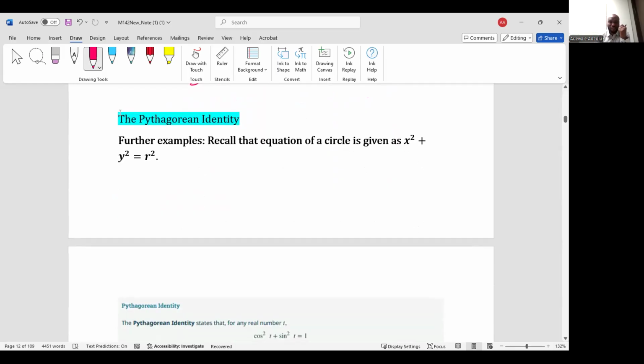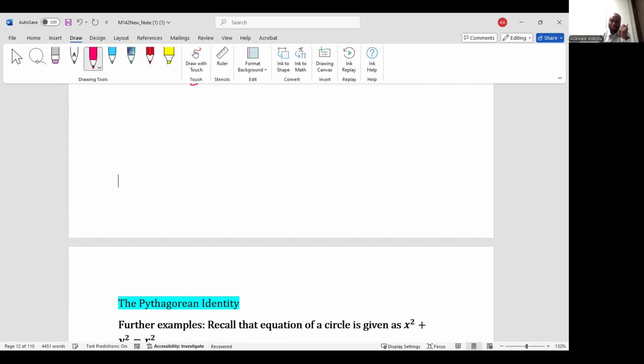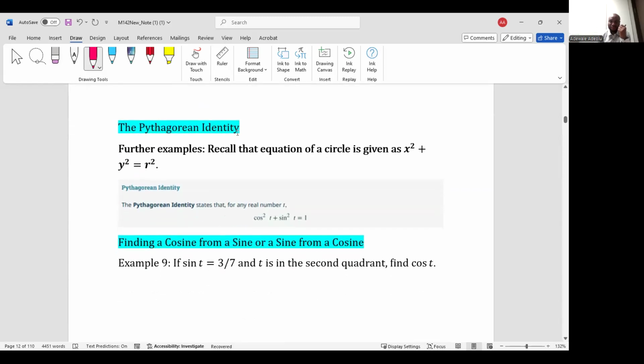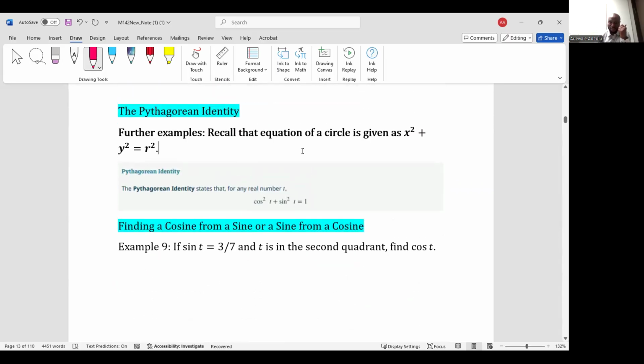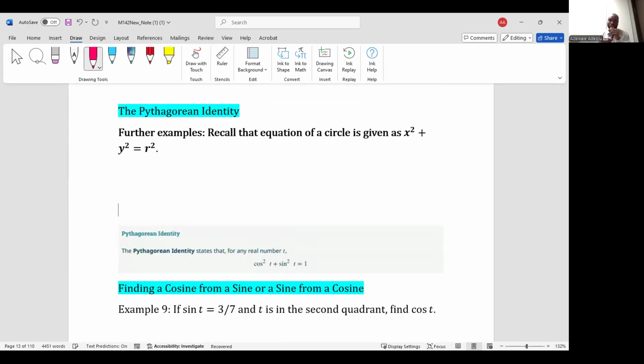Now, let us study something interesting, the Pythagorean identity. Recall that the equation of a circle is given by x squared plus y squared equals r squared. Maybe you are not familiar with that, but look at something. From our unit circle, remember we are studying the unit circle.